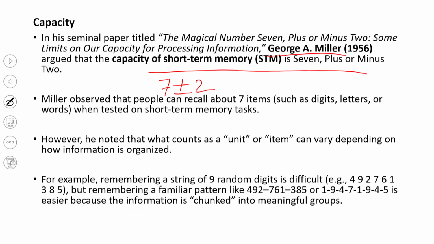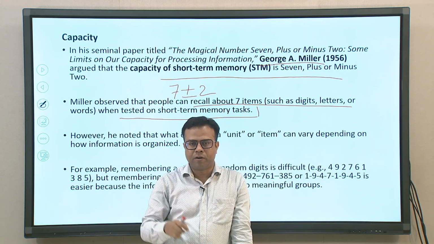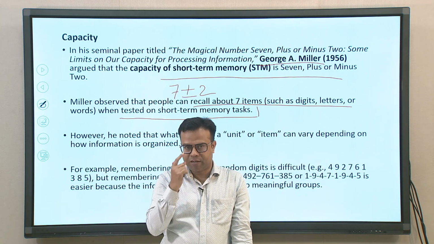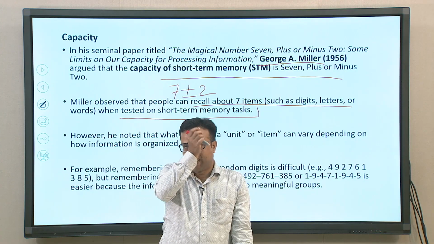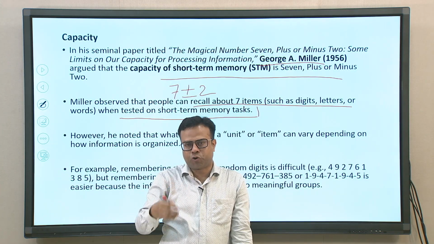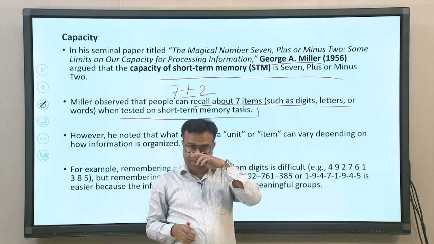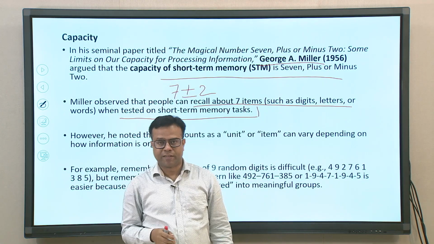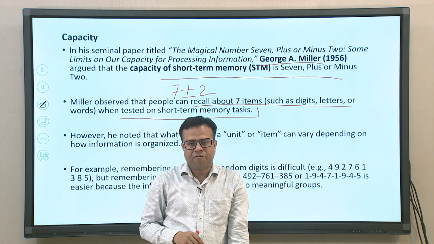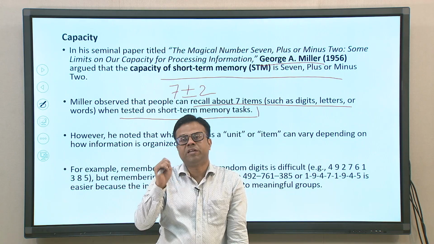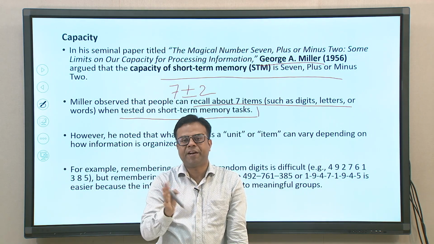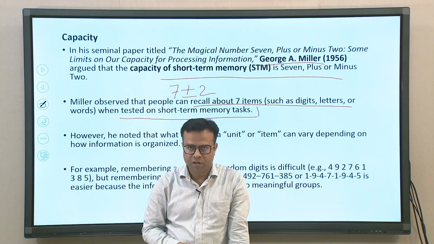How did he find this? Miller observed that people can recall about 7 items, digits, letters or words, when tested on short term memory tasks. When people were asked to remember digits, letters and words, generally they could report about 7 items, not more than that, 7 to 9 items. However, he noted that what counts as a unit or item can vary depending on how information is organized.